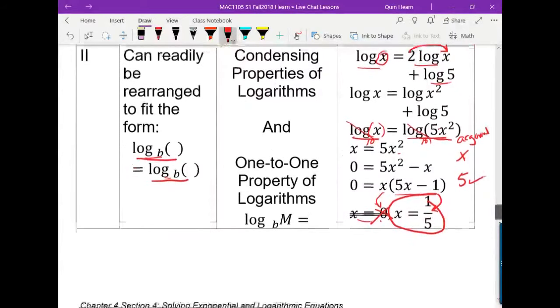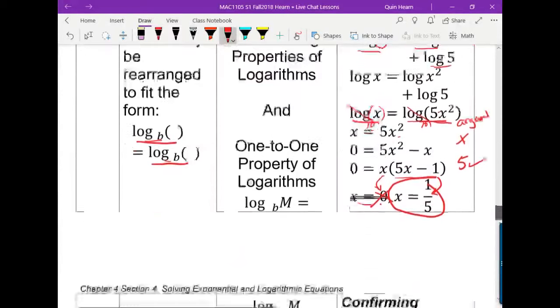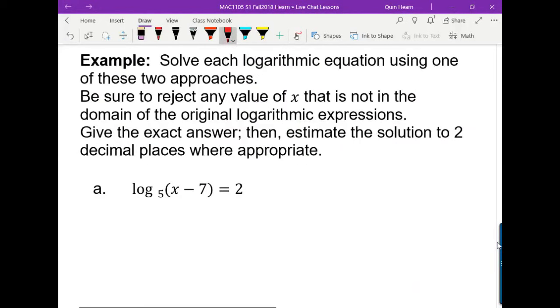All right, so those are the 2 different types of methods for solving logarithmic equations, right? We can use the condensing properties to either get log equals a number or log equals a log. So let's look at a couple of examples. It says solve each logarithmic equation using one of these 2 approaches. Be sure to reject any value of x that is not in the domain of the original logarithmic expression. In other words, throw out anything that causes your argument to be 0 or negative.